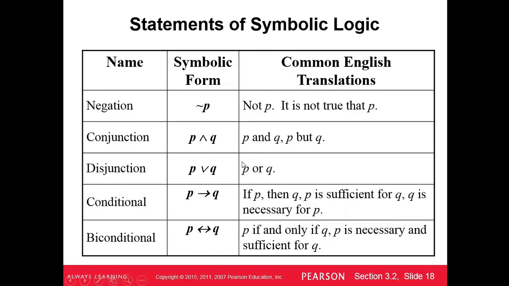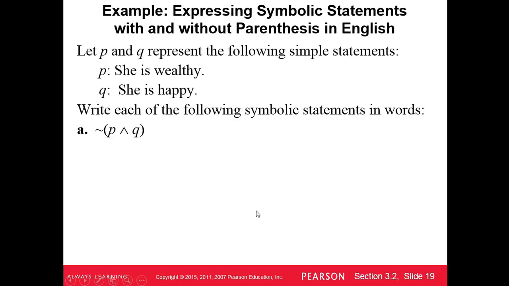So quick summary. This particular slide has a nice quick summary for you of the notation: the little tilde symbol for negation, and, or, if then, and a biconditional, if and only if. Make sure you're then able to express symbolic statements with and without the parentheses, or being able to read and translate. So for example, P and Q: she is wealthy and she is happy.